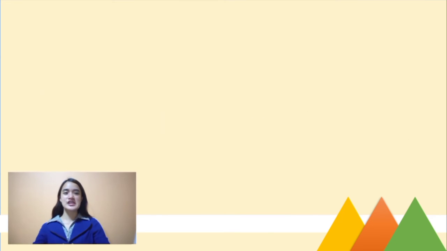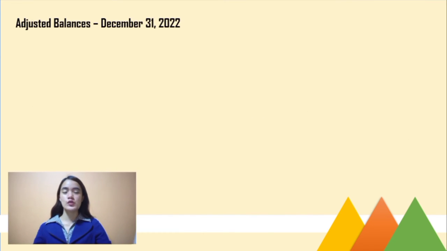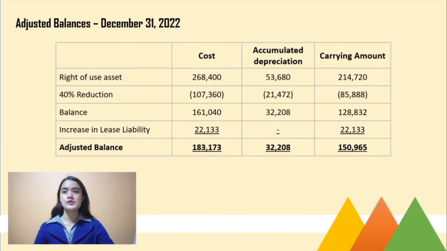Dito tayo sa adjusted balances on December 31, 2022 ng ROU. Sa table natin, makikita yung columns ng cost, accumulated depreciation, and carrying amount. First is yung amount sa right of use asset natin. At cost, it is 268,400 pesos. Accumulated depreciation ay 53,680 pesos. Deducting the two, we will get the current amount of 214,720 pesos.